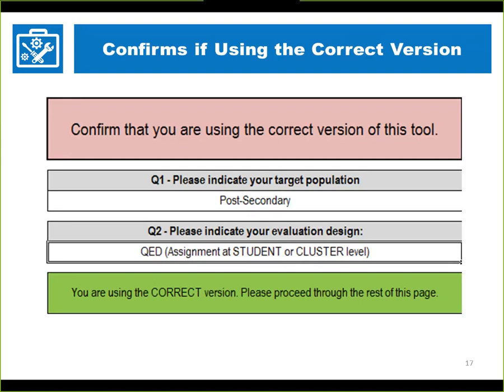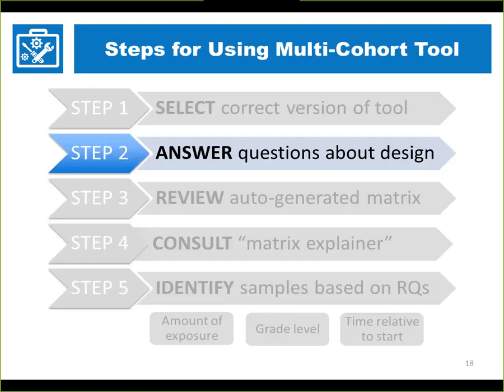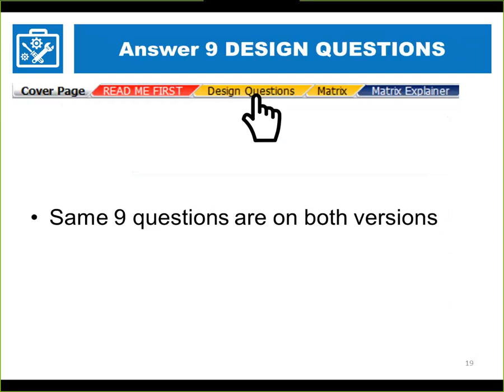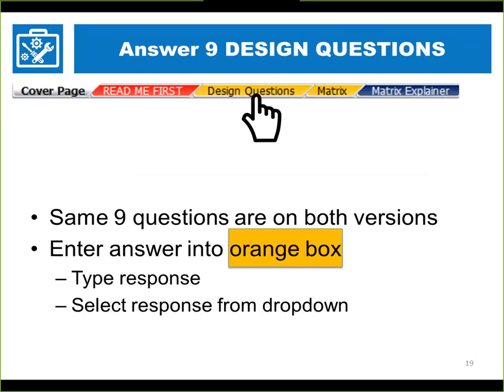Next is step 2. Answer questions about the evaluation design on the Design Questions tab. On the Design Questions tab, there are 9 questions about the evaluation design. The same 9 questions are asked on both versions of the multi-cohort tool. For each question, the answer is entered into the orange box, either by typing the response directly or by selecting a response from the drop-down menu.